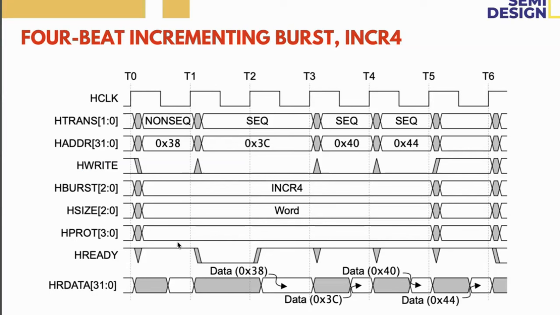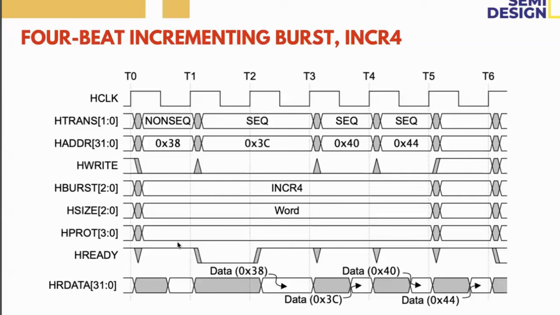So my question is, here it is a 4-beat incrementing burst. If I take an 8-beat incrementing burst, then what is the HSIZE and how are the addresses? What is the difference between 4-beat and 8-beat? In 4-beat there are only 4 transactions, and in 8-beat we'll see 8 transactions. It is like 1 non-sequential and 7 sequential.